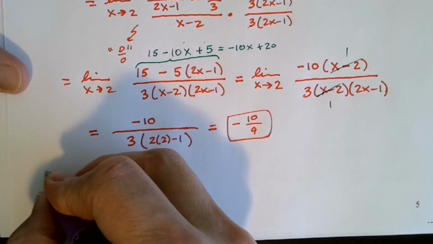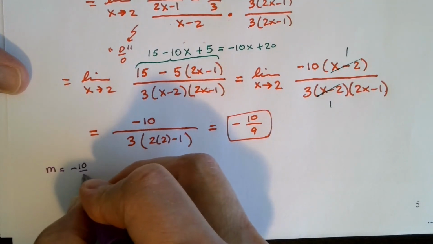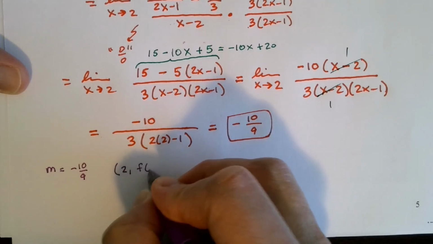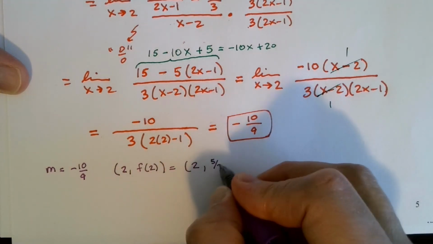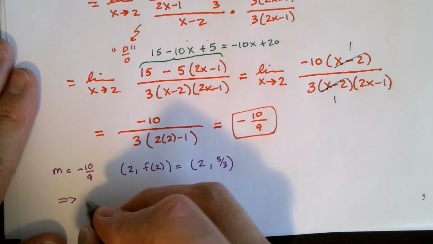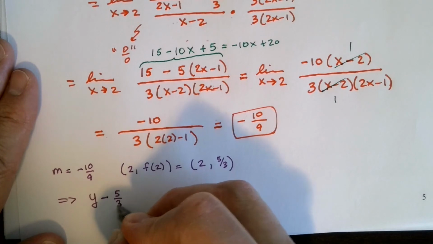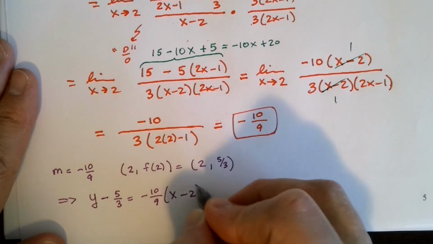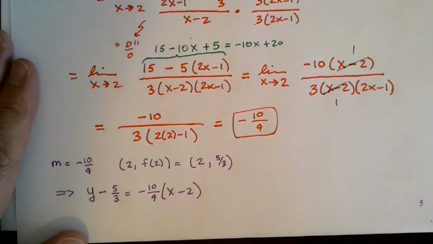So we've found the slope is negative 10 ninths, and a point of tangency, which is what, the point 2 comma f of 2. You remember we found f of 2 to be 5/3. And so I've got y minus y1, so here's x1, y1, so that's 5/3, is equal to m, which is negative 10 ninths, x minus x1. So that's plugging it into the point slope form. So here's m, here's x1, y1. There's the equation of the tangent line.